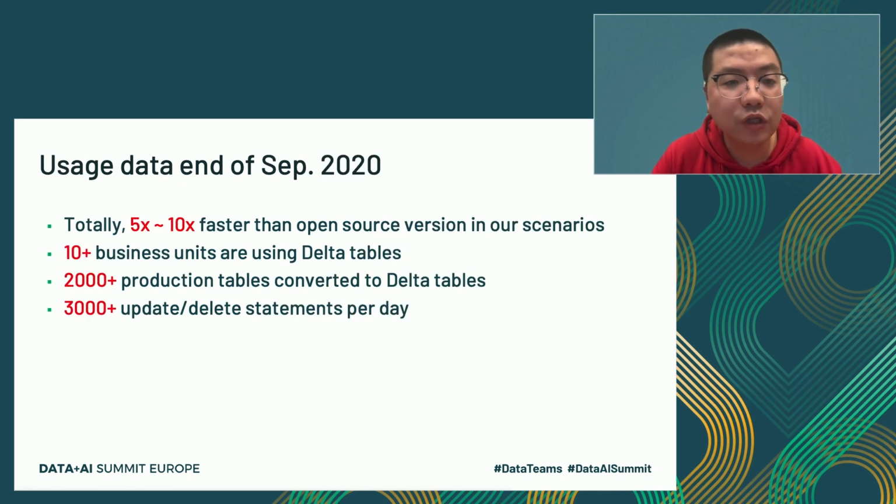Now I will introduce some data about this feature and usage. The data is as of the end of September. First, the performance: totally we got 5 to 10 times faster than the open source version in our scenarios. Over 10 business units are using Delta tables now, more than 2,000 production tables have been converted to Delta tables, and we have over 3,000 update delete statements per day.